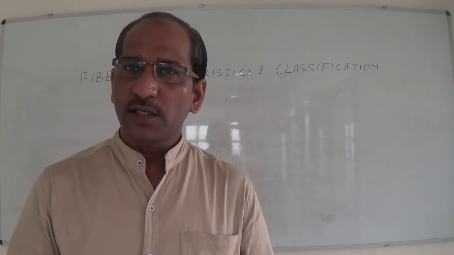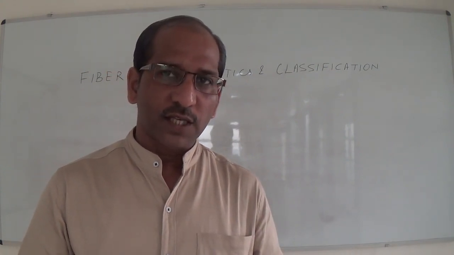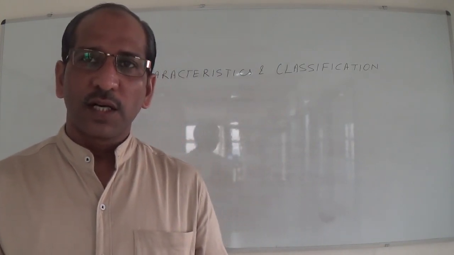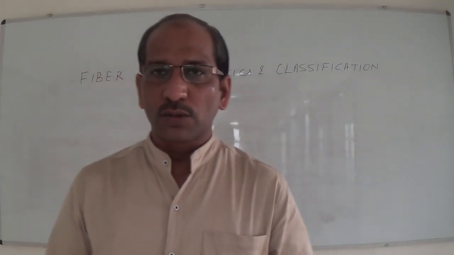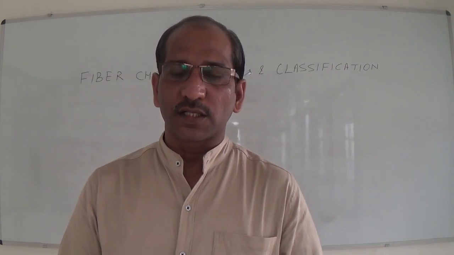One was the air, where the optical fiber is kept. Second is the refractive index of the core, and third was the refractive index of the cladding. So in the earlier lecture, as I told you, we discussed this, and now the point is the characteristics of the optical fiber and the classification.